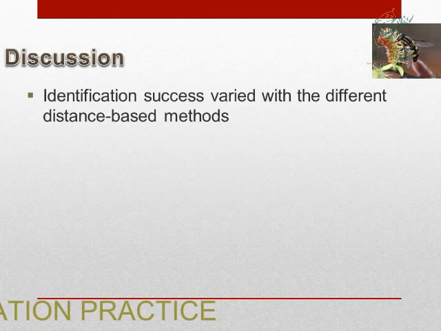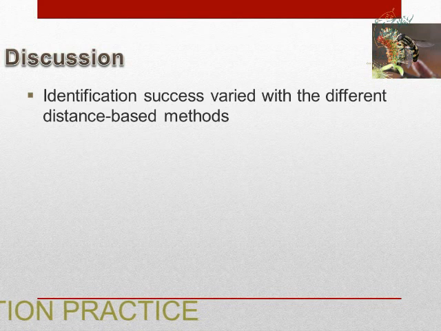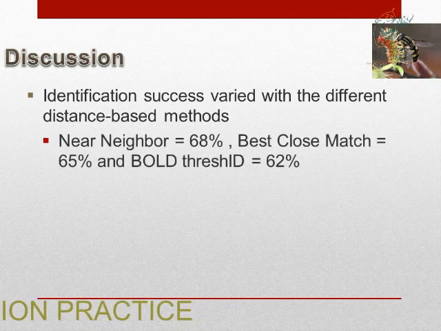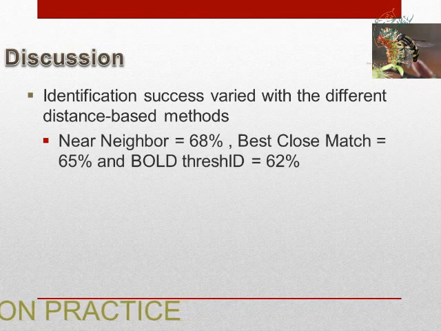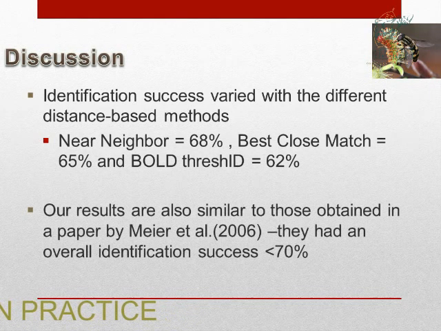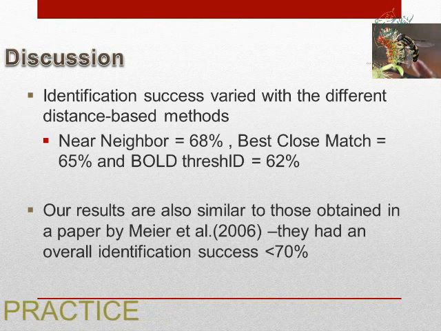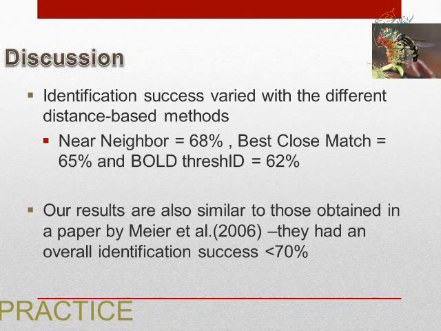For the identification success, we had varying percentages for the different distance methods used. The near neighbor had the highest identification success at 68%, and the BOLD identification criteria had the lowest identification success at 62%, and these results are also similar to those obtained in the Meier paper, where they had an overall identification success less than 70%.